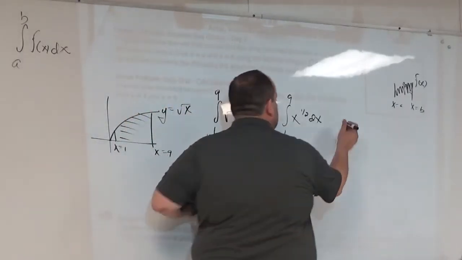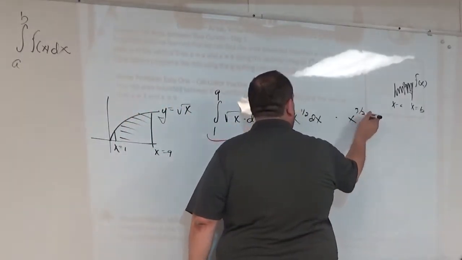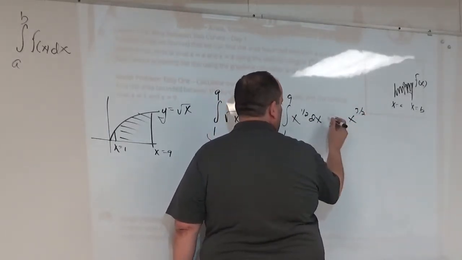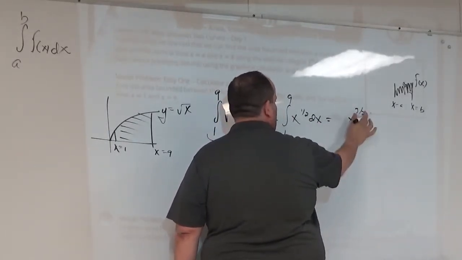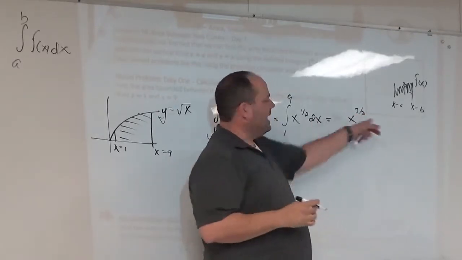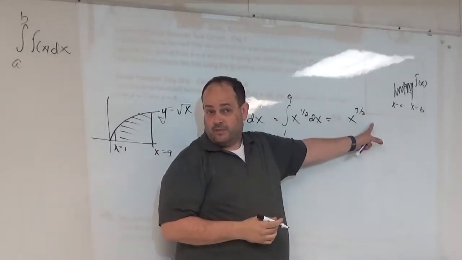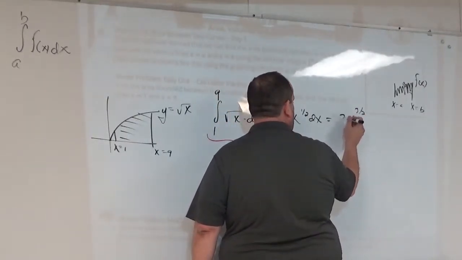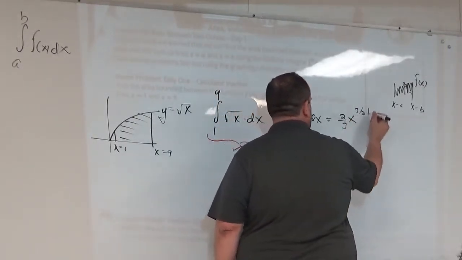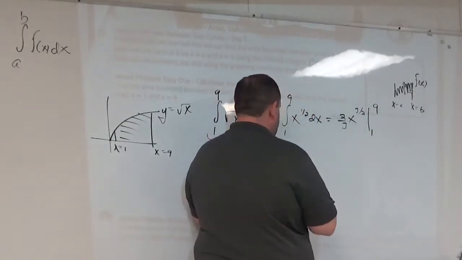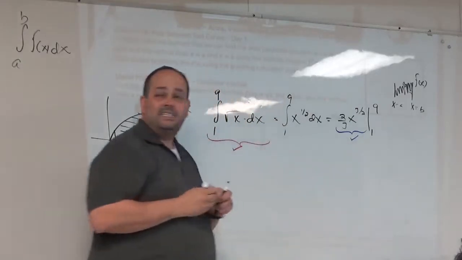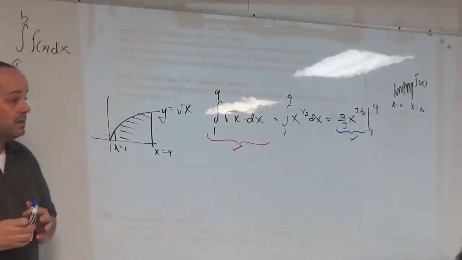And the power rule says, add 1 to the power, 1/2 plus 1, that's 3/2. And then what? Add 1 to the power, and then divide by that power. So 1 divided by 3/2 is 2/3, from 1 to 9. And for those of you that are still trucking along with me, once you find the antiderivative, that's usually the second point.